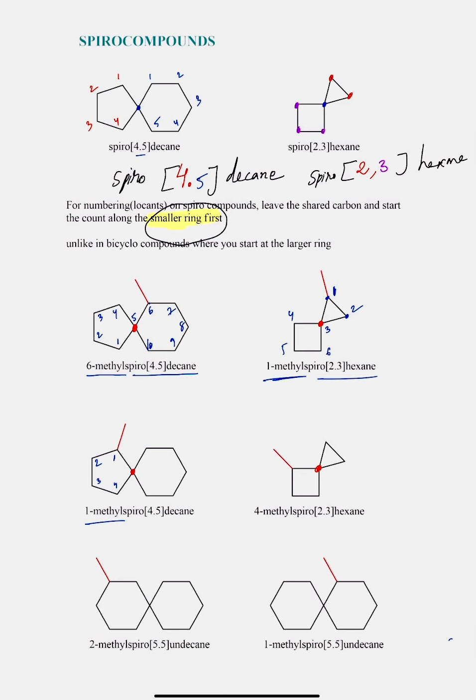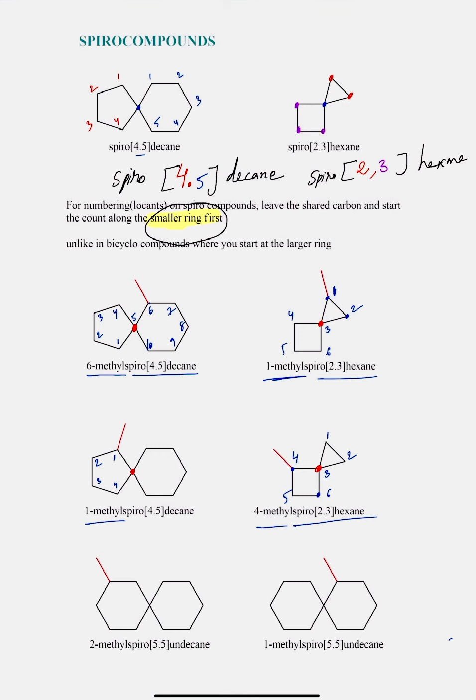And in the next structure, I start here. I should go to the smaller ring first, so 1 and 2, then 3 comes to the common carbon. Should I go at the top or at the bottom here, or should I go to the left or to the bottom? I'll go to the left because that will give me the lower number for the substituent, that is 4. So the answer is 4-methyl spirohexane.